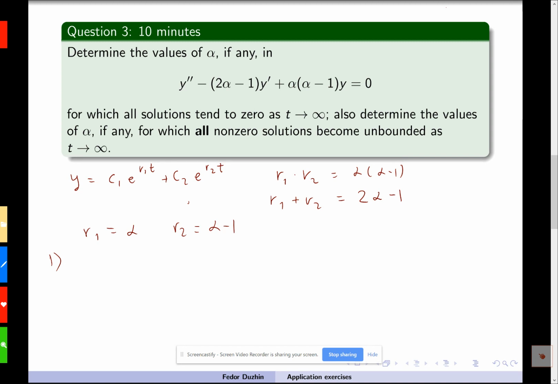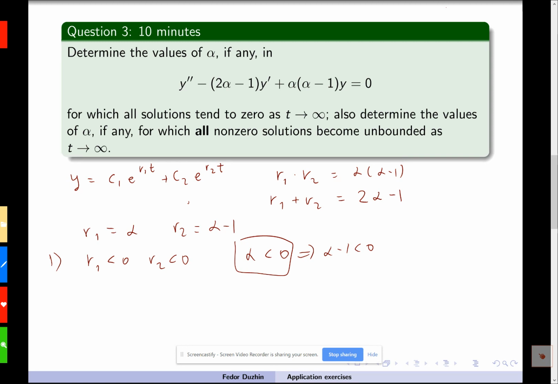Okay, so first part. Determine the values of alpha for which all solutions tend to 0 as t approaches infinity. Well, for all solutions to tend to 0, both r1 and r2 should be negative, right? So alpha should be negative and alpha minus 1 should be negative. But of course, if alpha is negative, then alpha minus 1 is even less than alpha, so it is also negative. So the answer to the first question is alpha should be negative.